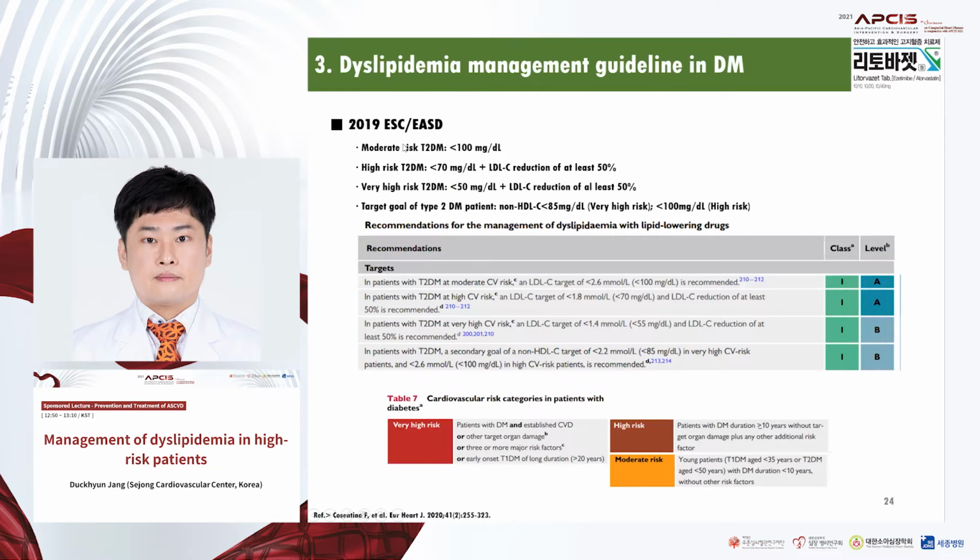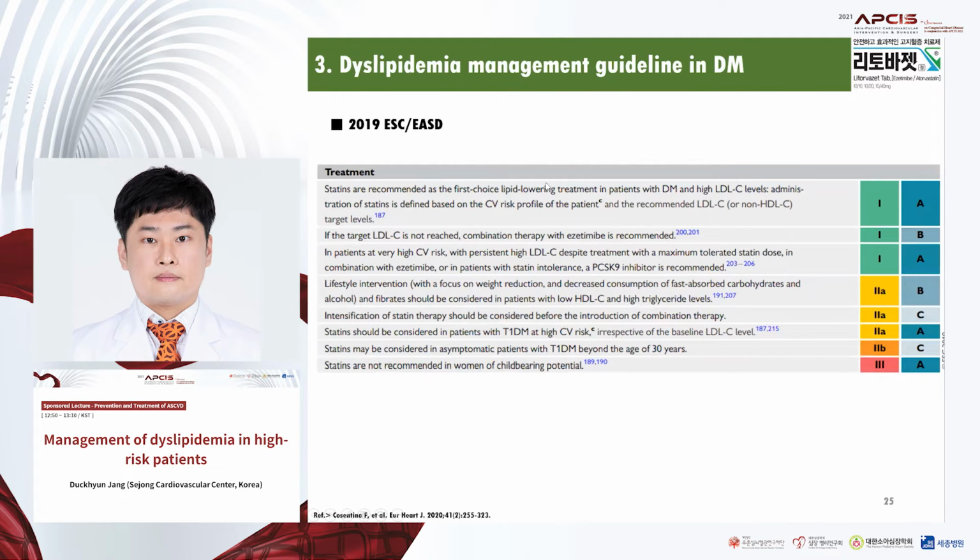This is the 2019 ESC guideline. Moderate risk type 2 DM patients should be controlled to less than 100 mg per deciliter, and high risk type 2 DM patients should be controlled to less than 70 mg per deciliter or an LDL cholesterol reduction of at least 50%, and very high risk type 2 DM patients should be controlled to 50 mg per deciliter or a reduction of LDL cholesterol of at least 50%. This is the ESC guideline.